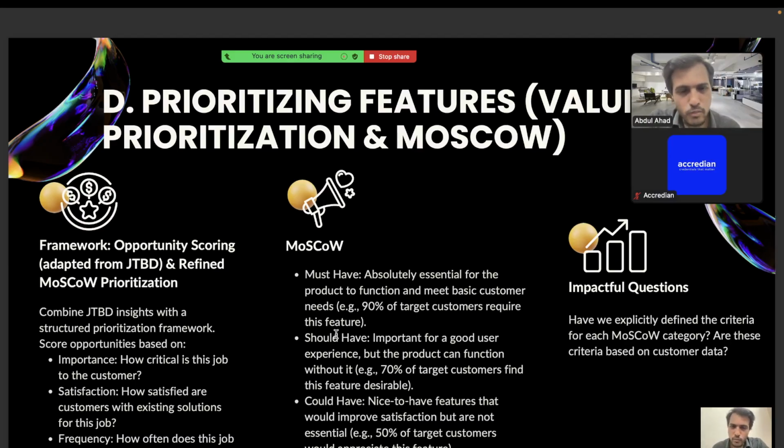Next, we do a MoSCoW on this. Try to understand what's the most important must-have or most essential thing that matters to our target customers. So we try to prioritize based on the MoSCoW: what's the must-have, should-have, could-have, and won't-have. And based on this, we do the categorization, and accordingly we take this to product development.